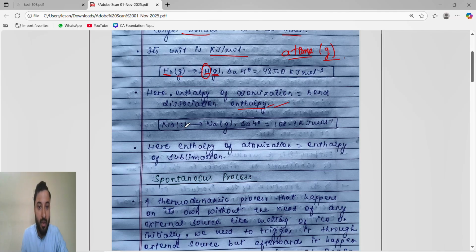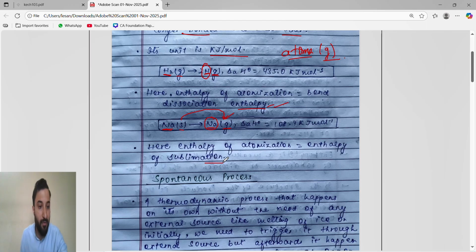But if you see this condition, sodium, which is in the solid form, will convert into sodium in the gaseous form. So we are forming the atom in the gaseous form. We are converting this into atoms in gaseous form. So here, guys, we are changing the phase from solid to gas. It means the enthalpy of atomization here is the enthalpy of sublimation, because what is the process?